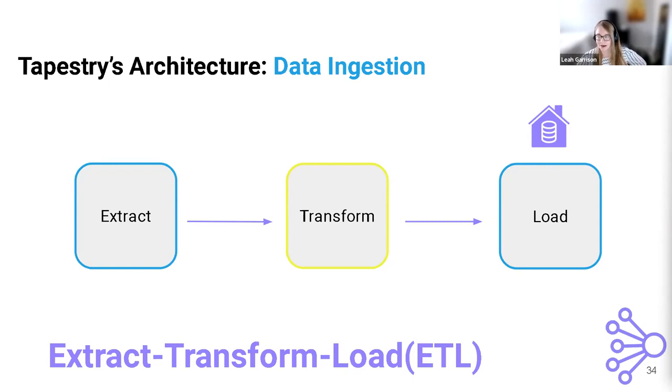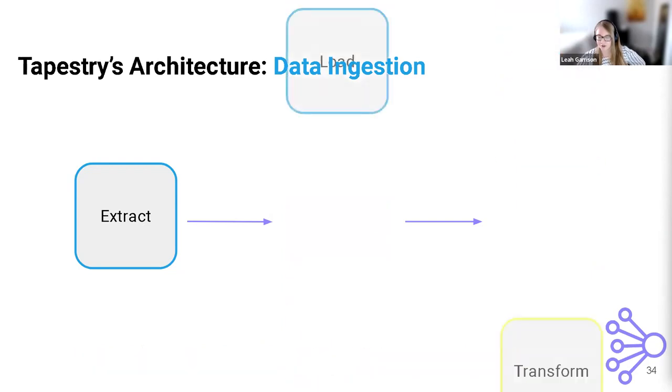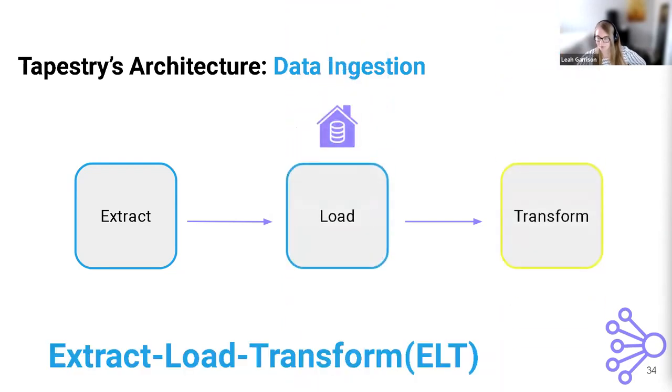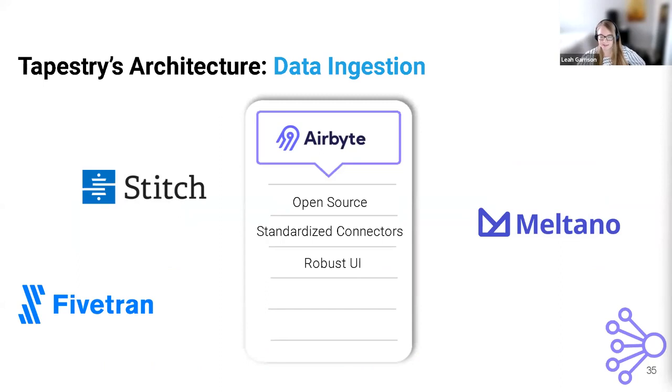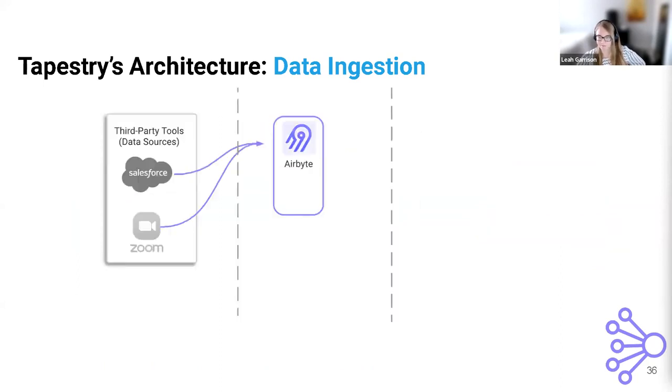And since transformations are not required first, data can be loaded extremely fast. This approach is known as extract, load, transform, or ELT. Since it was vital for a pipeline to have access to all of the raw data, we chose to go with an ELT solution. While many data ingestion tools are available, like Fivetran, Stitch, and Meltano, we ultimately went with Airbyte. We liked that it was open source, had standardized API connectors, a robust user interface, and strong community support.